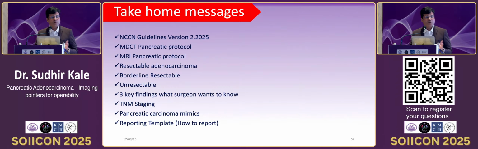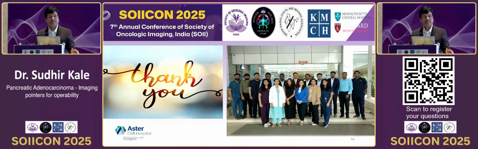So the take-home guidelines: NCCN guidelines version 2025 tells us MDCT is the mainstay, 64 slice and more. MRI can be used as a problem-solving tool. No PET-CT at the first instance, it cannot replace MDCT. Then the categorization into 3 categories: resectable, borderline resectable, and locally advanced, and the 3 key imaging findings that surgeons want to know, like the gastrocolic vein, perineural involvement, and then the TNM staging. Pancreatic carcinoma mimics I have not covered, and a reporting template. With this, I would like to end my talk.